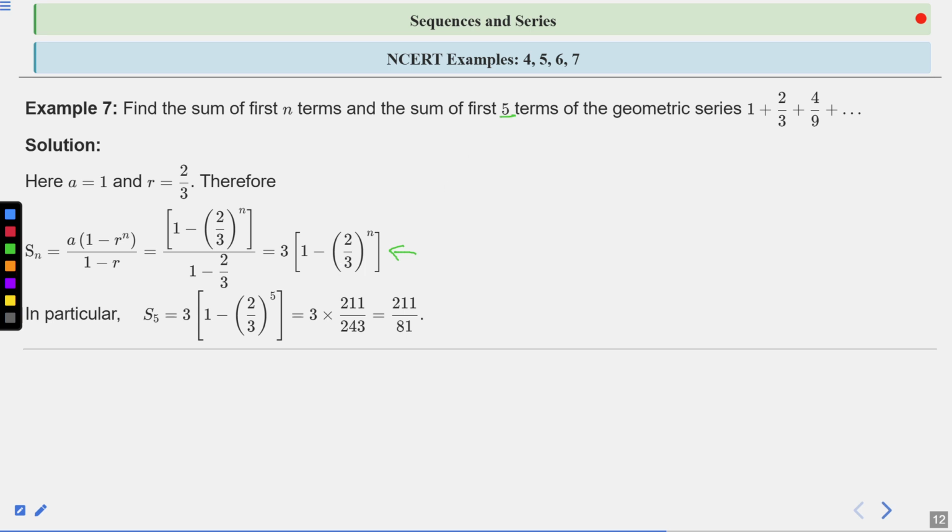Now what about for first 5 terms? Just put n as 5. So S5 represents your sum of first 5 terms, which is, just substitute 5 in place of n. You will get 3 times 1 minus 2 by 3 raised to power 5. This is going to be 3 times 211 divided by 243. On simplifying, you will get 211 by 81 as your sum of first 5 terms. I hope the explanation is clear. Moving to next.